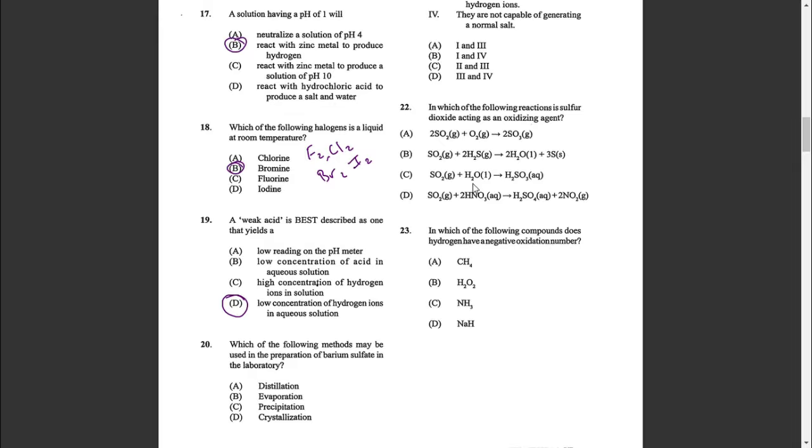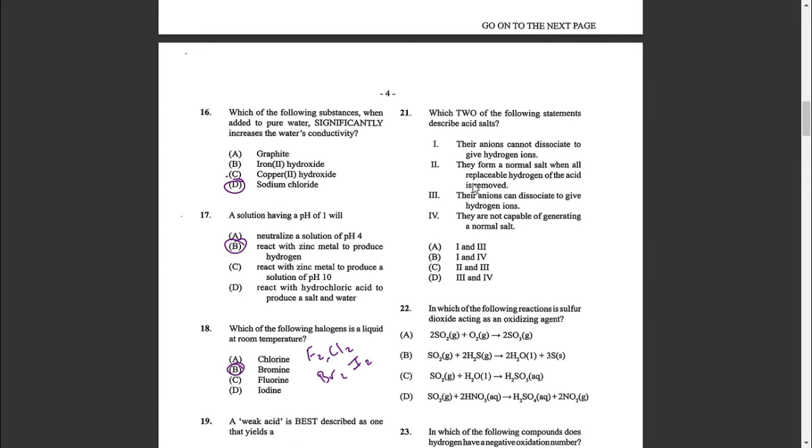Question 20. Which of the following methods may be used in the preparation of barium sulfate in the laboratory? Because barium sulfate is extremely insoluble, we can use precipitation. 21. Which of the following statements describe acid salts? Their anions cannot dissociate to give hydrogen ions. They form a normal salt when all replaceable hydrogen of the acid is removed. Their anions can dissociate to give hydrogen ions, or they are not capable of generating a normal salt.